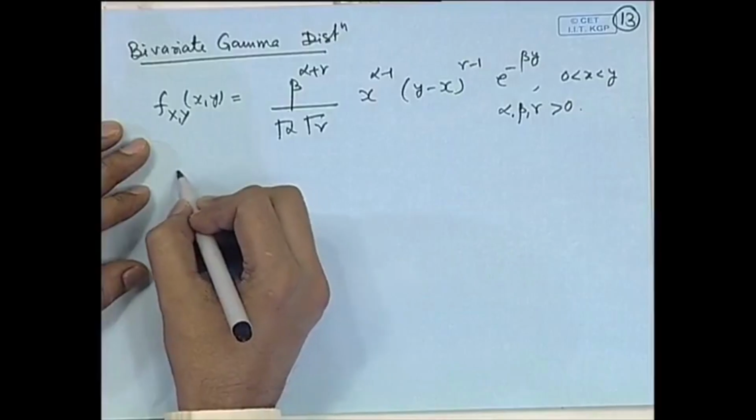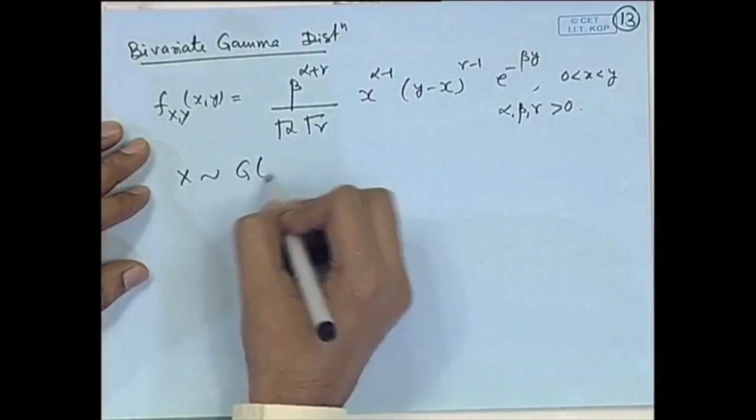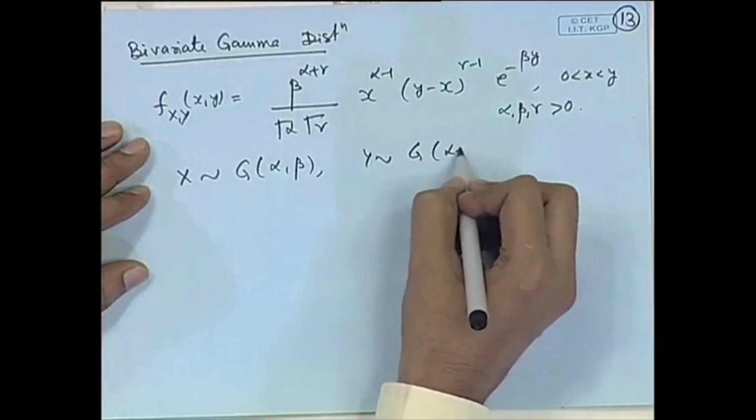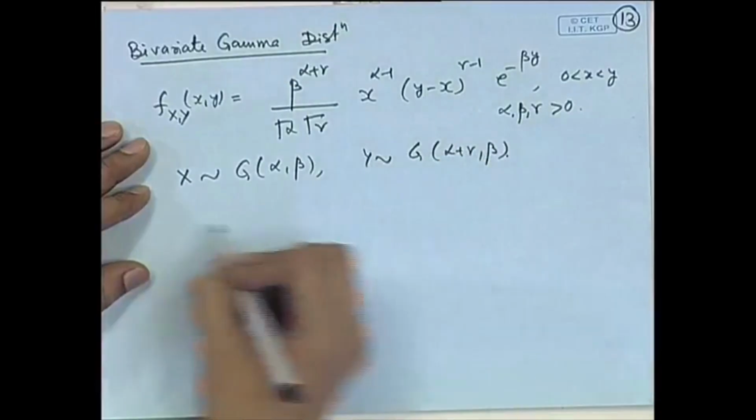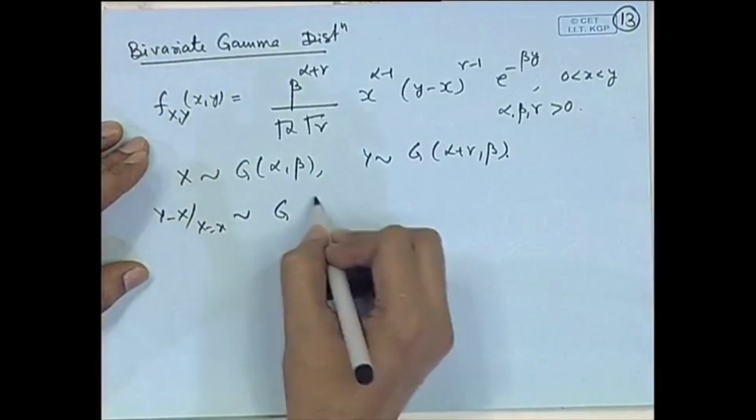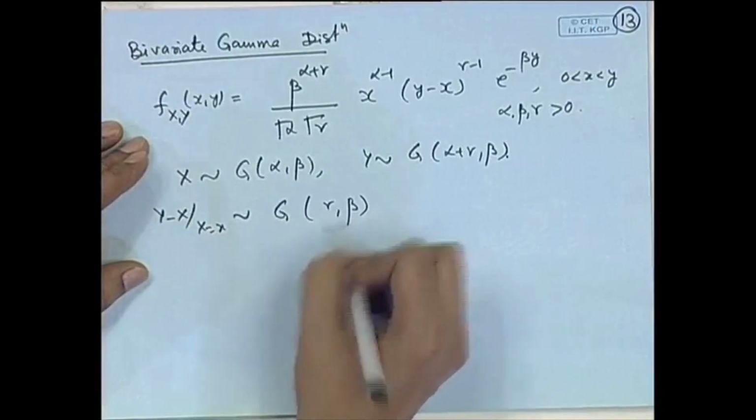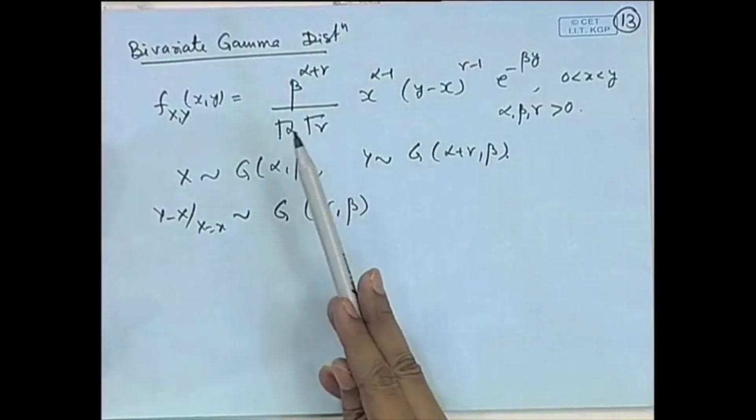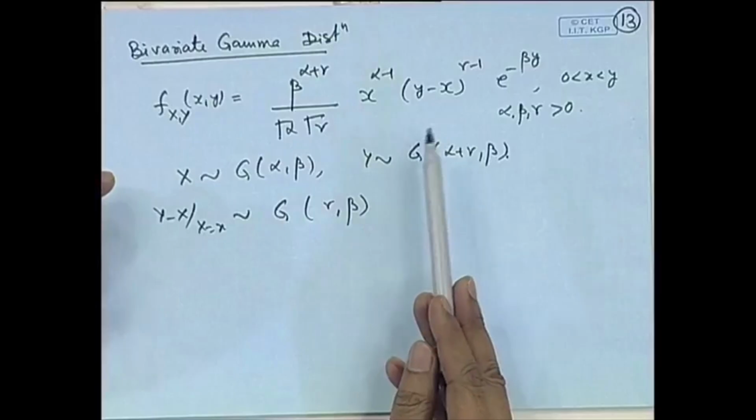Here if we see the marginals, x follows gamma(alpha, beta) and y follows gamma(alpha plus gamma, beta). Also, y minus x given x follows gamma(gamma, beta). So, this is another generalization of a univariate gamma distribution to a bivariate gamma distribution.